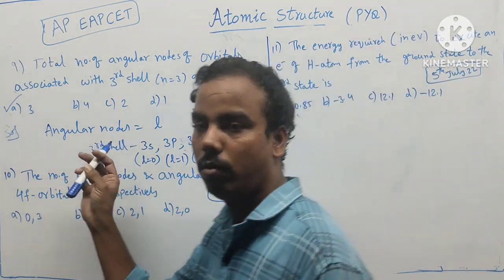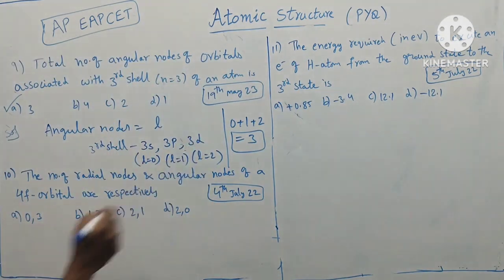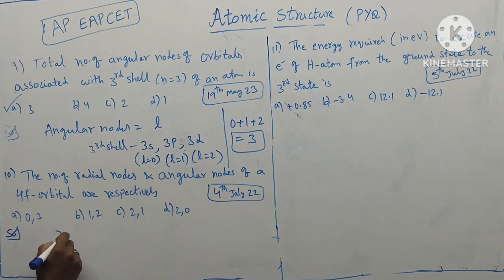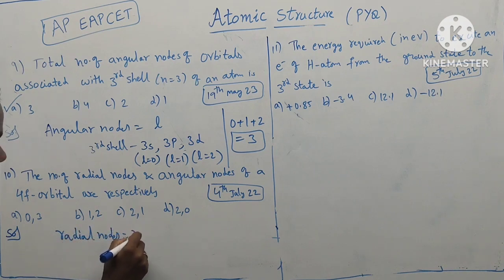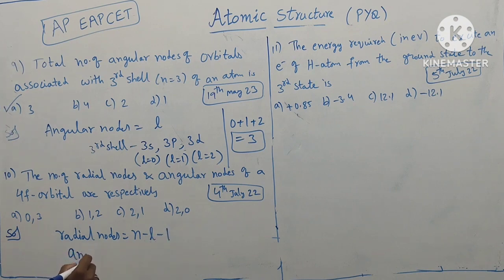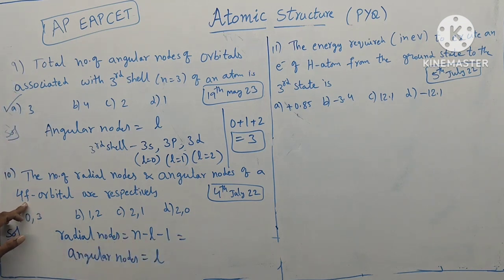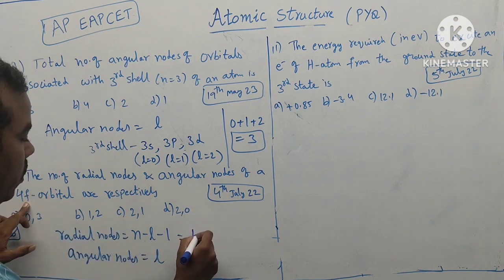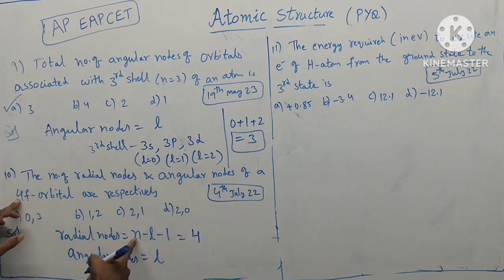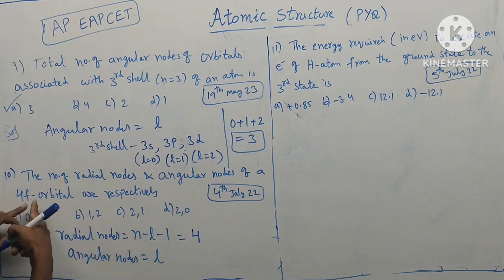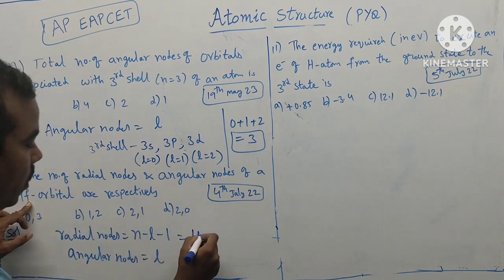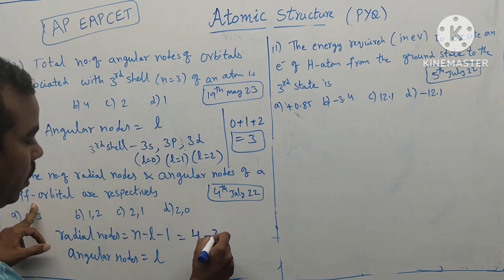So already we have to learn: angular nodes formula is L, radial nodes formula is n minus L minus 1. So radial nodes equal to n minus L minus 1. Angular node equal to formula L. So n minus L minus 1 for 4f orbital. For 4f orbital, n value is 4 because principal quantum number, that is 4th orbit. Next, for f orbital, L value is 3.